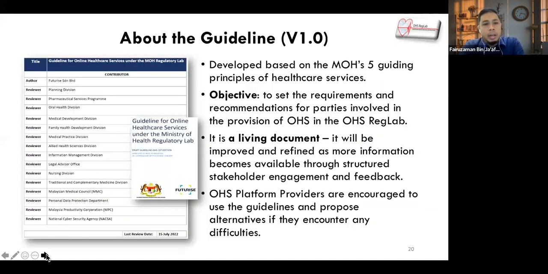The guideline started at version 1.0, is currently at version 2.0, and counting. It is developed based on the Ministry of Health's five guiding principles of healthcare services: safety, quality, traceability, privacy, and accountability. The objective is to set the requirements and recommendations for parties involved in the provision of OHS in the OHS RegLab. It is a living document. It will be further improved and refined as we receive more input from more companies and platform providers inside the regulatory lab, and the OHS platform providers are encouraged to use the guidelines and propose alternatives if they encounter any difficulties.